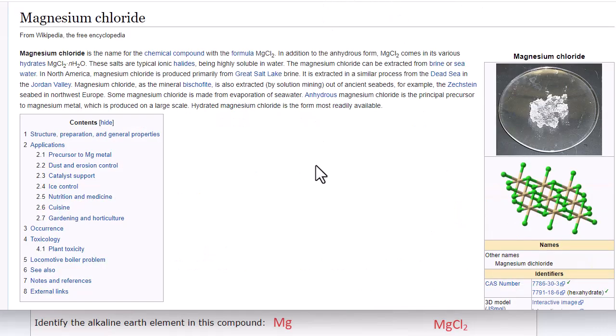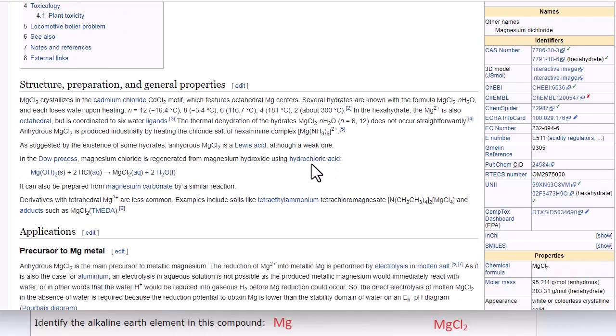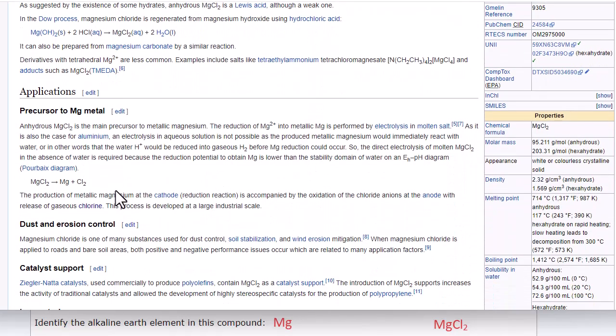The reaction that they show here in terms of a precursor magnesium metal is taking magnesium chloride and giving it a few electrons, gaining electrons, which is reduction, and then taking the chloride, having it lose the electrons, oxidize to make chlorine gas, which is collected, and again, that's sold separately.